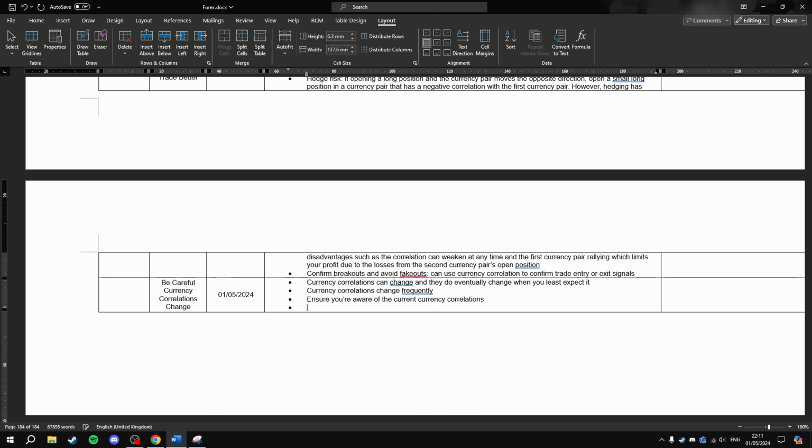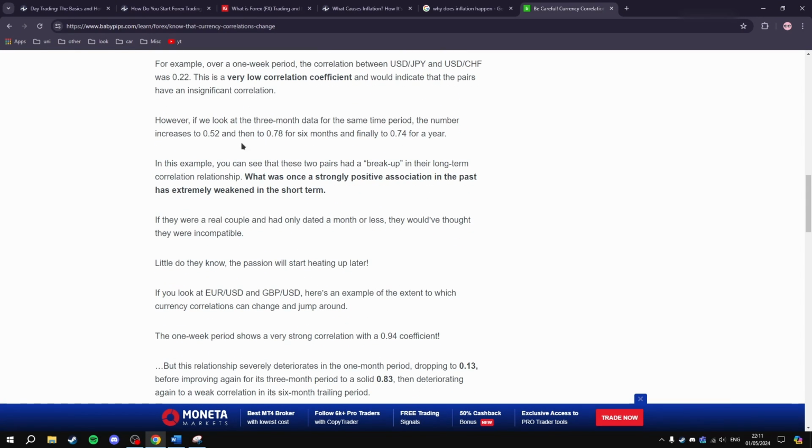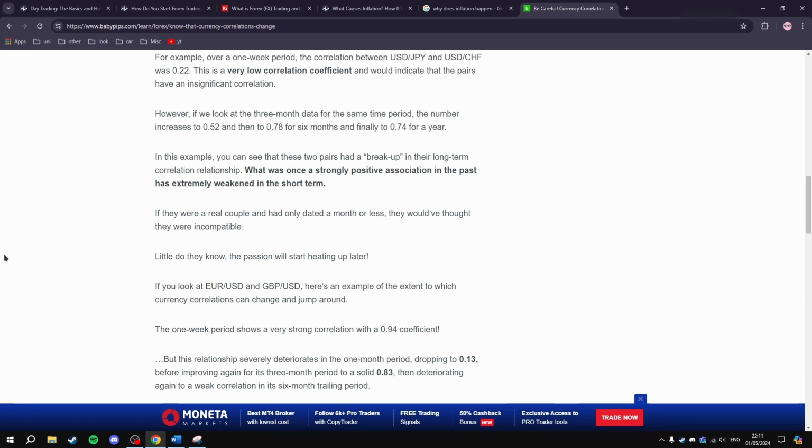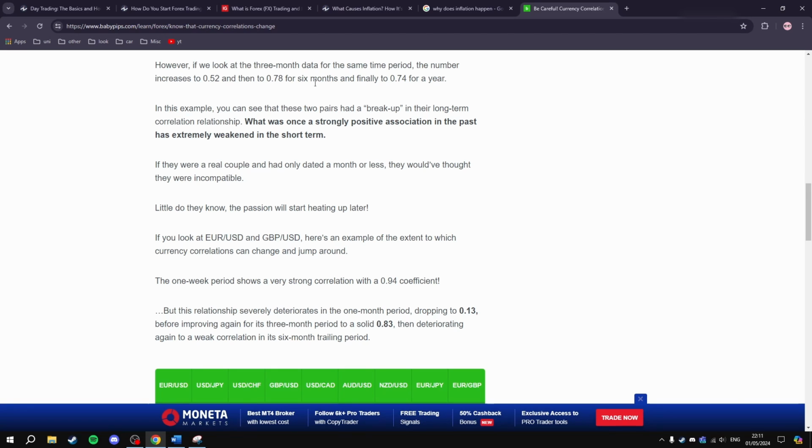For example, over a 1 week period, the correlation between USD JPY and USD CHF was 0.22. This is a very low correlation coefficient and would indicate that the pairs have an insignificant correlation. However, if we look at the 3 months data for the same time period, the number increases to 0.52 and then 0.78 for the 6 months and finally to 0.74 for a year. In this example, you can see that these two pairs had a breakup in their long-term correlation relationship. What was once a strongly positive correlation has extremely weakened in the short term.